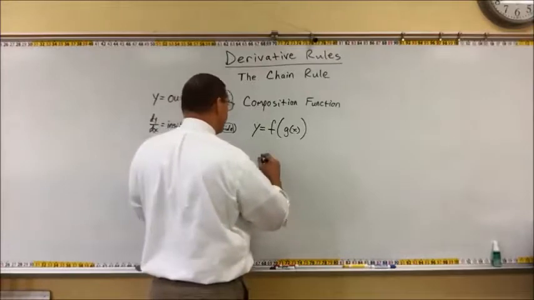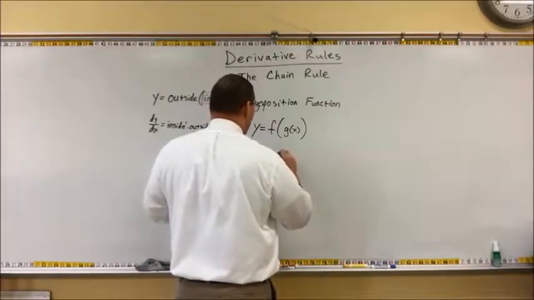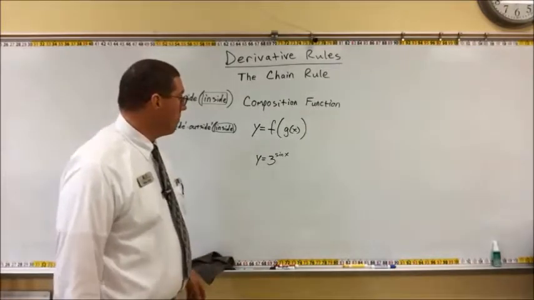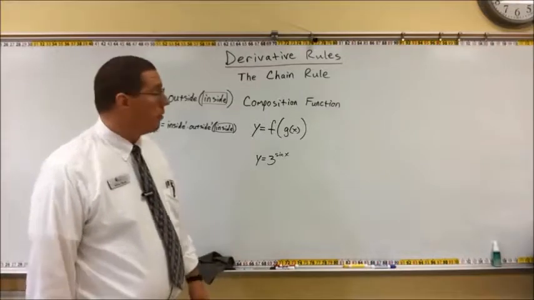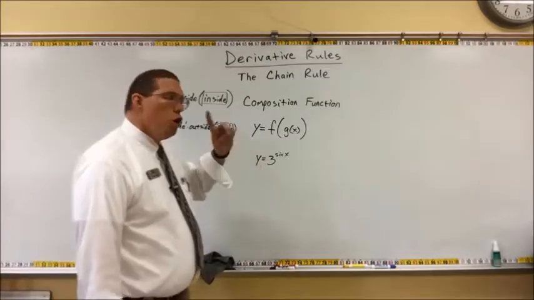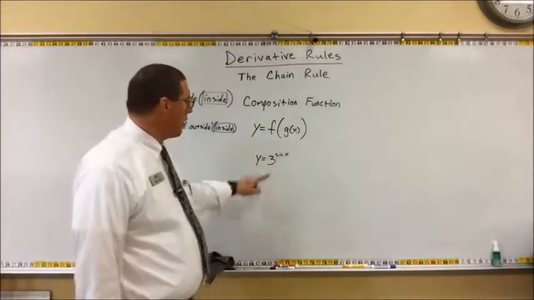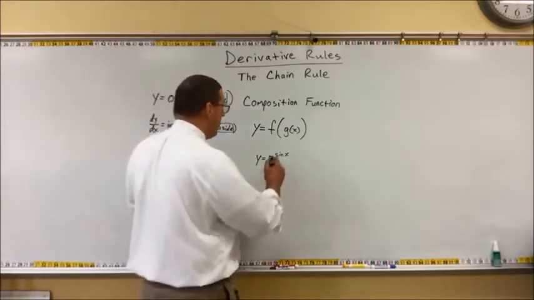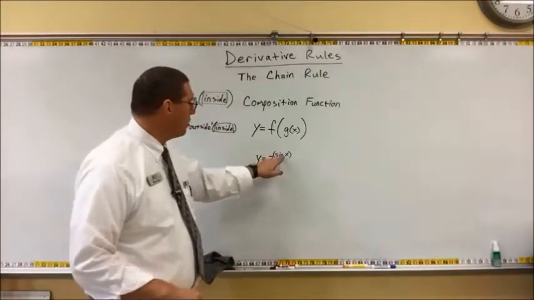Let's say that we have y is equal to 3 to the power of sine of x. Let's say that this is our function. I know it's kind of weird, right? And this would probably make a pretty interesting function to look at. You can plug it in a graphing calculator. Okay, but let's find the derivative. Normally, we would just see 3 to the x power, but this doesn't say 3 to the x power. This says 3 to the power of sine of x. So, the inside function is sine of x. The outside function is 3 to the x power.